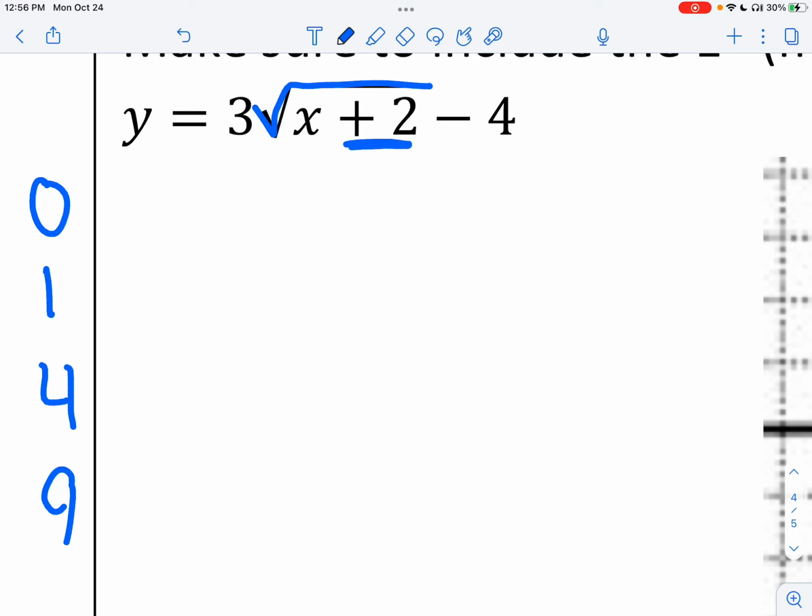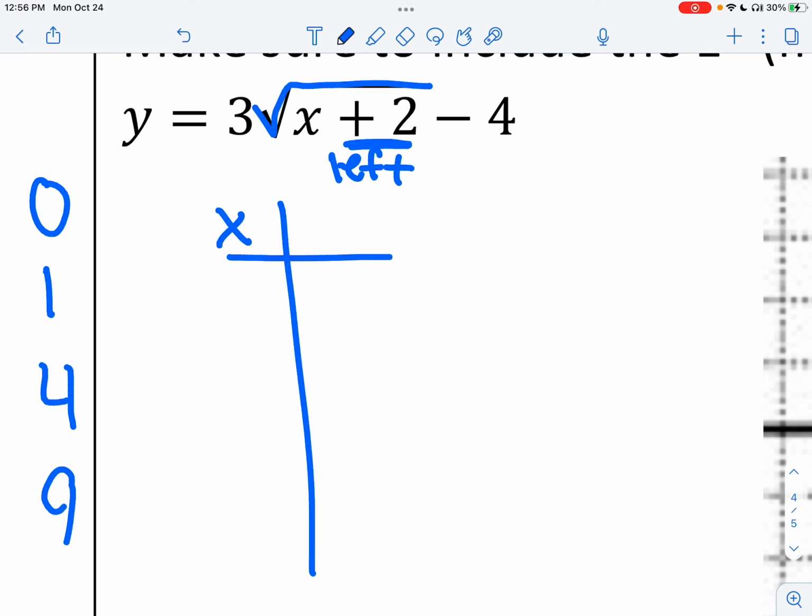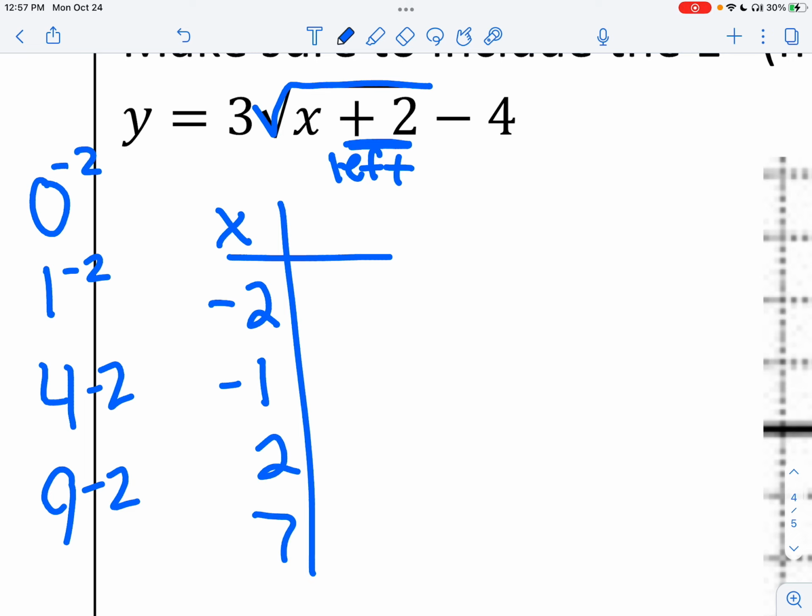So hopefully you see this +2 on the inside. That means, hey, you better adjust those by moving them to the left 2 units. So I'm going to have to take away 2 to adjust for that. That's not an exponent. I know it looked like it. I was just trying to write -2. So instead of plugging in 0, I need to plug in -2. Instead of plugging in 1, I need to plug in -1. Instead of plugging in 4, 2, and instead 9, 7.